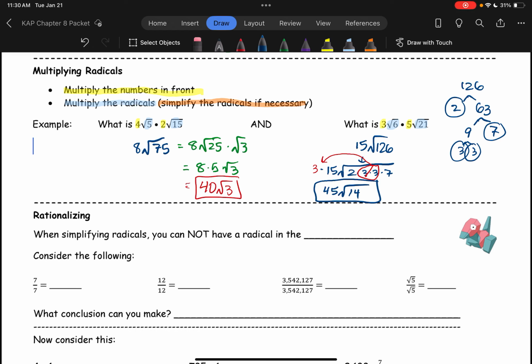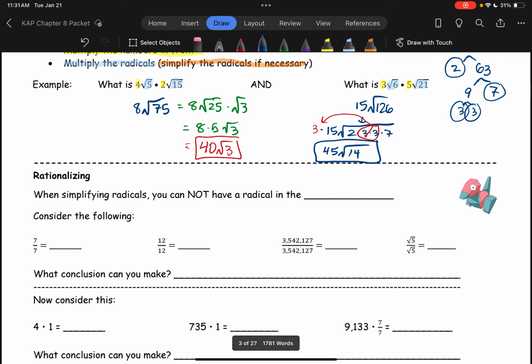Right? So just to summarize, multiplying radicals, you multiply the numbers in front together, and then you multiply the numbers under the square root together, right? And simplify your answer at the very end.